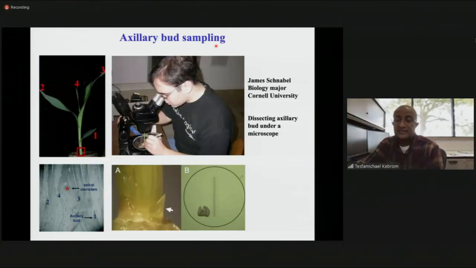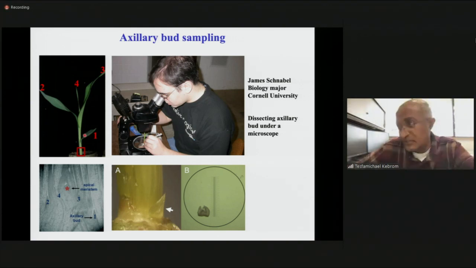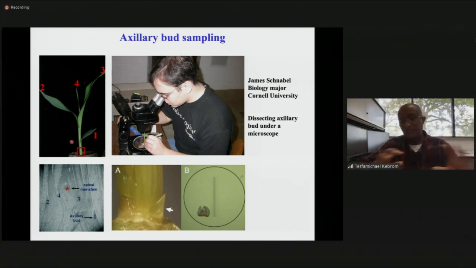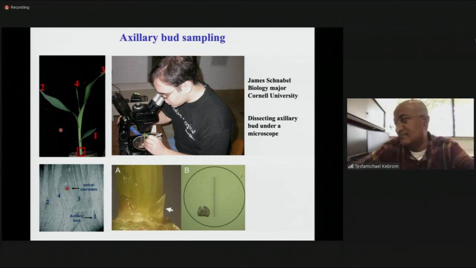So what I did is I developed a method of harvesting buds from sorghum, and I can measure their length and extract RNA and study the gene expression. When I started this research, research on shoot branching in the grasses was not common because the bud is covered by the leaf. So I grew a large number of plants and did destructive sampling. That means I harvest a plant and remove the leaf. And here, after removing the leaf, you can see the bud.